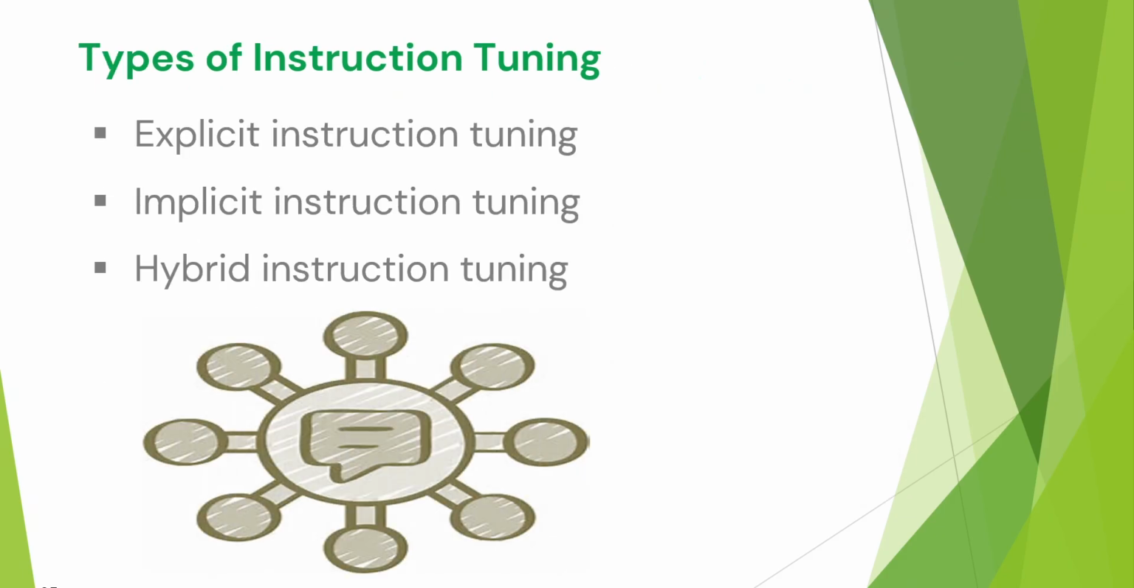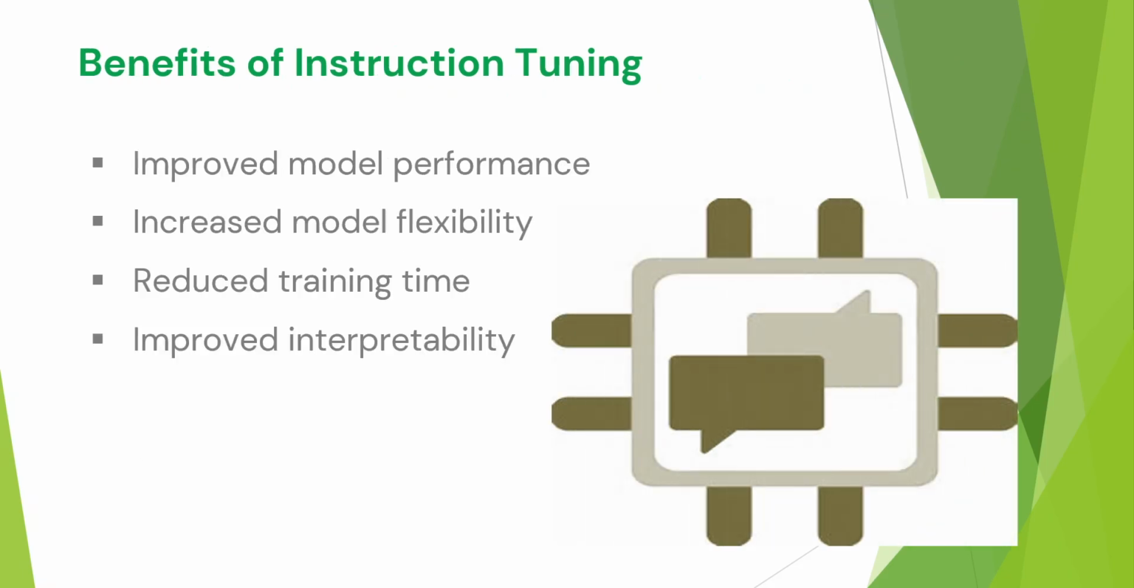And there are several types of instruction tuning, where explicit instruction tuning provides explicit instructions to the model, such as "classify the text as positive or negative." Implicit instruction fine-tuning provides implicit instructions, such as through the use of priming or contextualization. Hybrid instruction fine-tuning combines explicit and implicit instruction fine-tuning, and its benefits involve improved model performance. Also, it enables models to adapt to new tasks and domains. It can reduce the time and effort required to train the model, and it can provide better insights into how the model is making predictions and decisions.